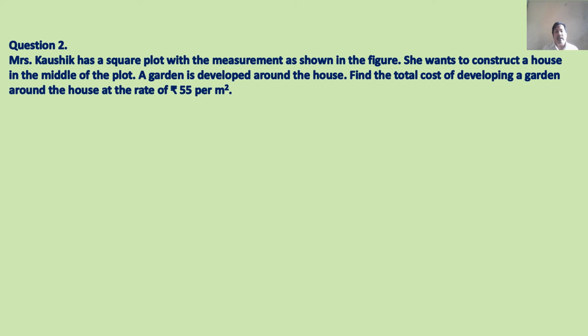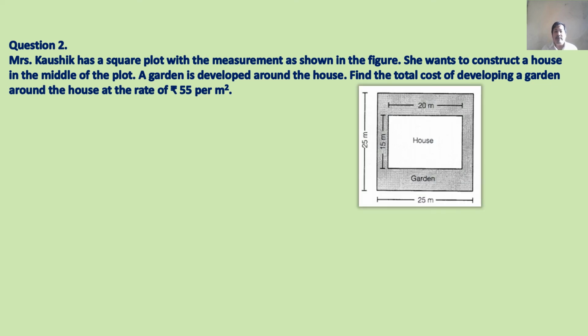But the whole plot is given here. From the whole plot, we are going to find the total area of the field. Okay, so let us see the figure here. This is the figure of the plot of Mrs. Kusik. So here you see she wants to make the garden around the house like this. Around the house, okay. This is the house, and the total plot is given here. This plot has 25 meters on both sides, here also, isn't it?